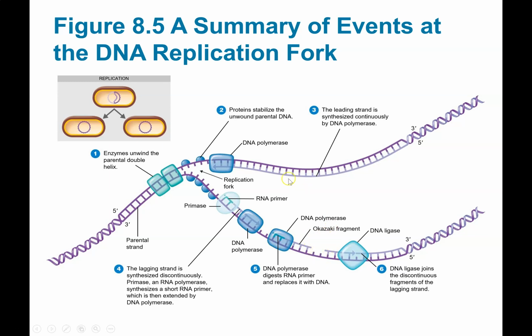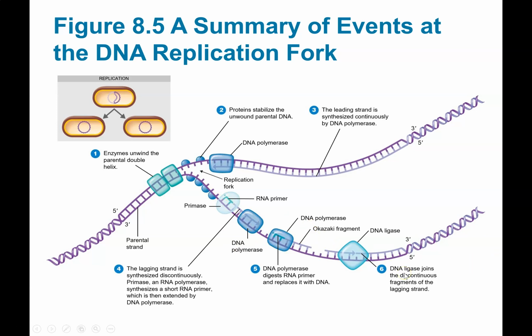So again, it has to then jump back to where the replication fork has now further moved and opened up more DNA. And same thing, new RNA primer, DNA polymerase starts synthesizing again until it runs out. And it keeps having to do that and jumping back as more DNA gets opened up at that replication fork. So that's what we mean by synthesize discontinuously, creating Okazaki fragments.